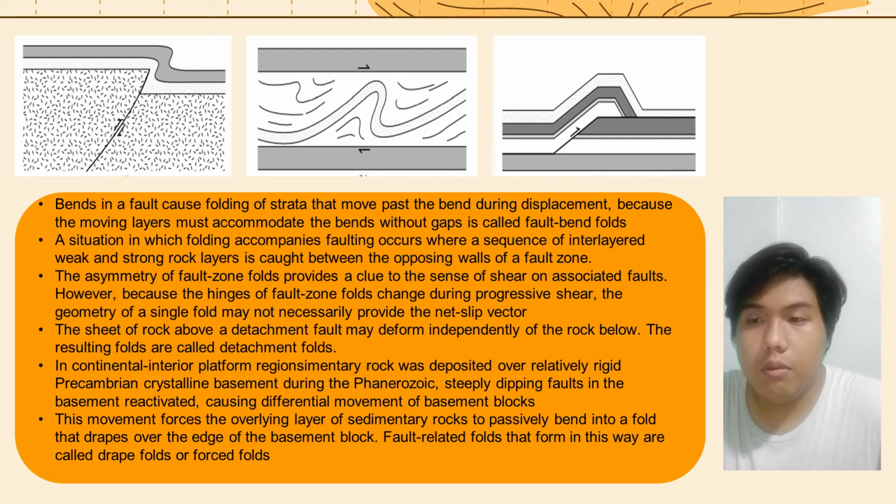In continental interior platform regions, sedimentary rock was deposited over relatively rigid Precambrian crystalline basement during the Phanerozoic. A steeply dipping fault in the basement reactivated, causing differential movement of basement blocks. This movement forces the overlying layer of sedimentary rocks to bend into a fold that drapes over the edge of the basement block. Fault-related folds that form in this way are called drape folds or forced folds.